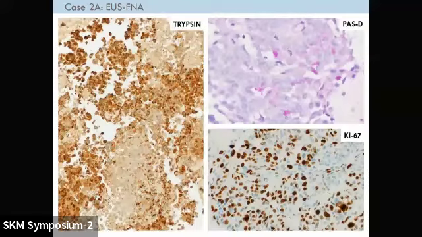So based on the morphological findings and the immunohistochemical profile, we ended up calling this tumor a mixed neuroendocrine non-endocrine neoplasm, or MiNEN, where the non-neuroendocrine component is actually an acinar cell carcinoma.